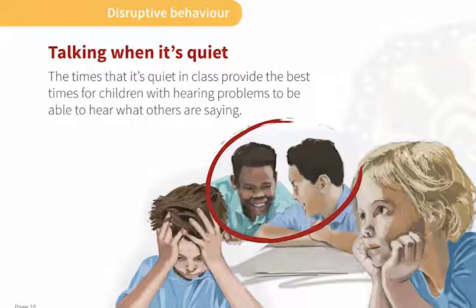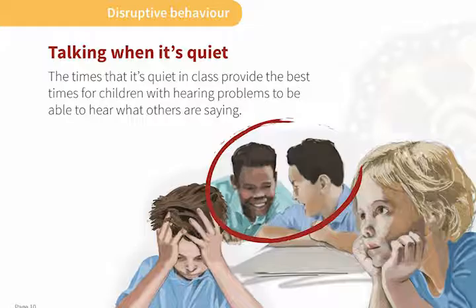One aspect of the disruptive behaviour is talking when it's quiet. The times that it's quiet in class provide the best times for children with hearing and listening problems to be able to hear what others are saying. So they may wait until these times to be able to engage best with their peers in class.